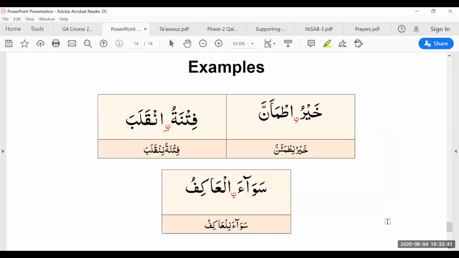So now, can you recite these words, the shaded ones? This is how you have to do it. First you recite in continuation, the shaded part, and then you recite the first word separately and the second word separately. First is the shaded one.